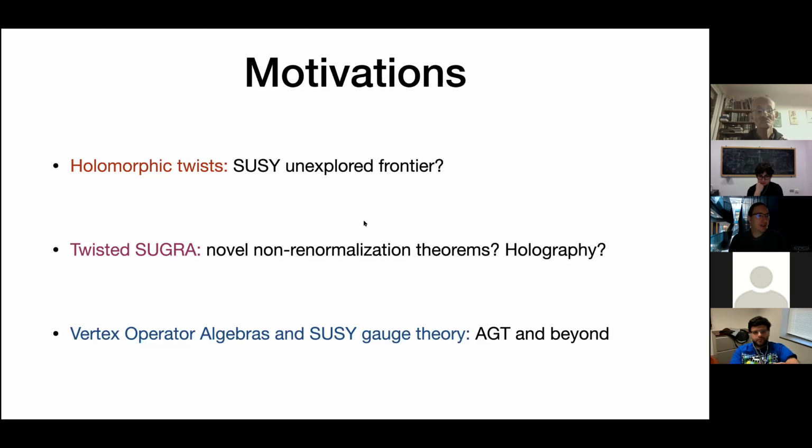So at the moment, these holomorphic twists have been mostly studied in two dimensions. And even mathematically, the tools needed to study these holomorphic twists are still being developed. So it's an interesting subject where there is the chance to find something new about supersymmetric theories, I think.